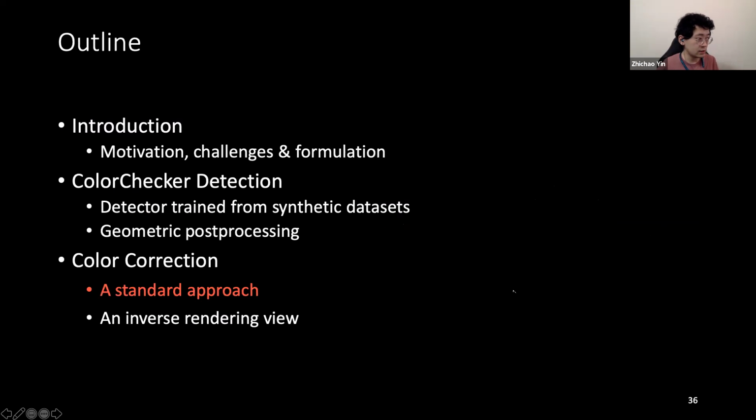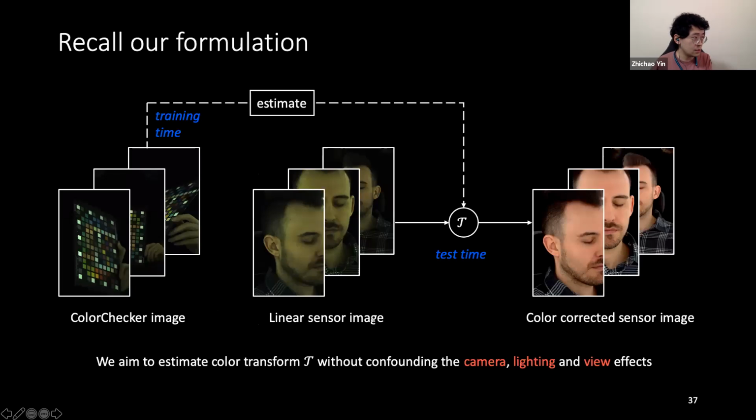Well, let's move forward to the color correction part. First, let's recall our problem formulation. We are given a collection of color checker images, which we can use to learn a color transform. The color transform is applied to the linear sensor images thereafter, which gives us the images with corrected color, as you are seeing on the right. We hope that we can estimate the color transform without confounding the camera, the lighting, and the view effects.